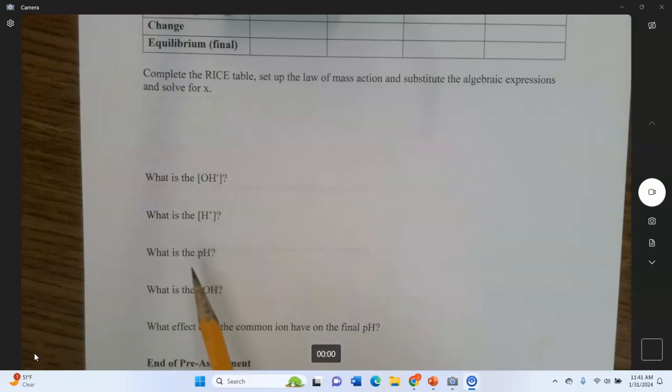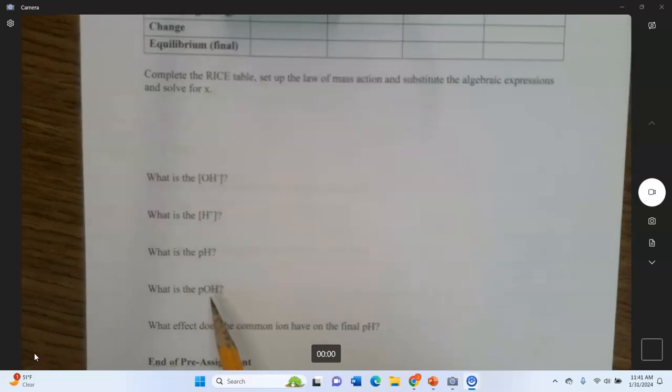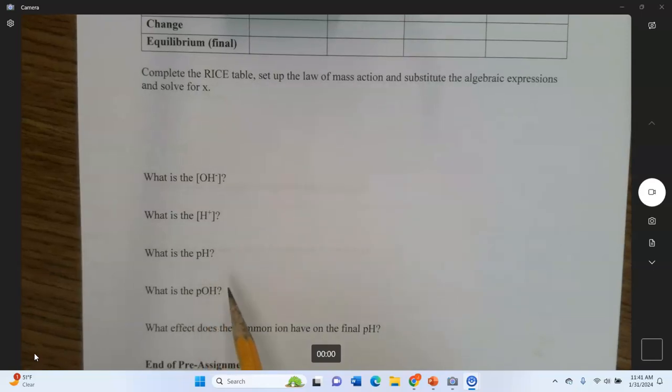pH is simply a user-friendly scale to measure how acidic or basic a solution is. The lower the pH, the more acidic the solution is. So 0 is extremely acidic. 14 has virtually no acid in it. And pOH is a measure of the hydroxide ions. It's the reverse of the pH scale. All right, so we're going to be able to figure out all four of these.